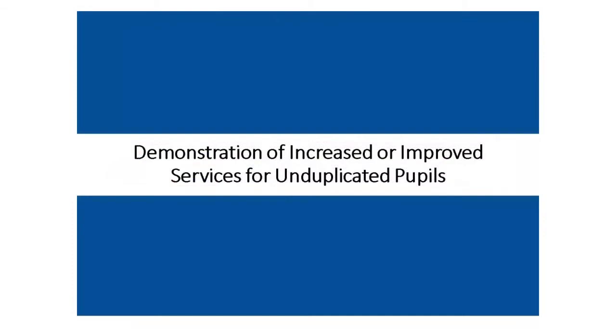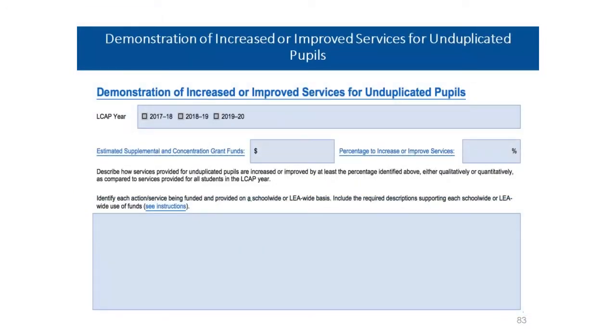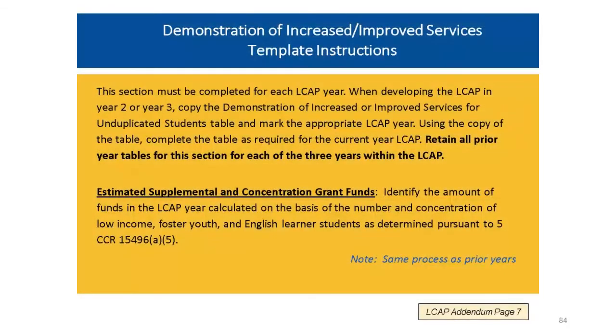The next section requires the LEA to demonstrate how it is increasing and improving the services for the unduplicated pupil groups. As in the past, the first step is identifying the estimated amount of supplemental and concentration grant funds the charter school will receive and the percentage by which they are expected to increase or improve services for low-income students, English learners, and foster youth as compared to services for all students. As noted in the instructions, this information will be retained for 3 years of the LCAP.